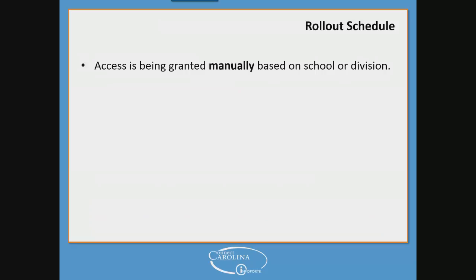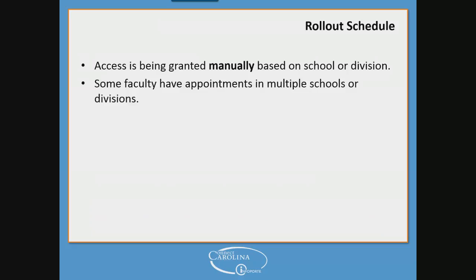So as you may have guessed, based on the fact that we have some administrative users and some accessibility users, access is granted manually, and it's based on school or division. And some faculty members have appointments in multiple schools or divisions. So that's something to keep in mind: if you have a faculty member in your area that has it before other faculty members do, it may be because they got turned on with their other appointment.